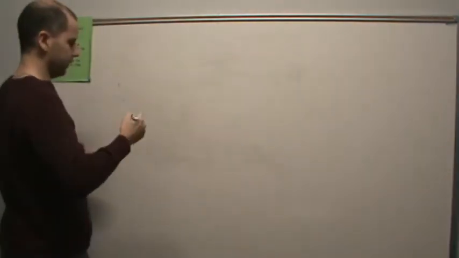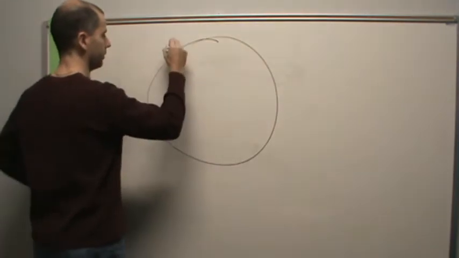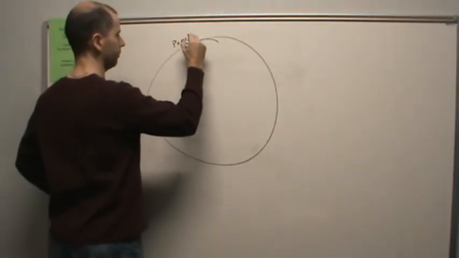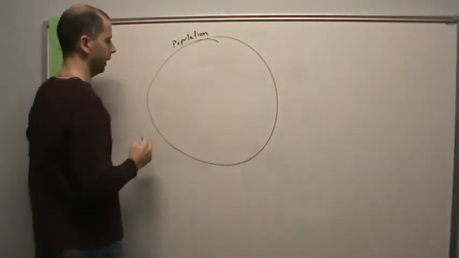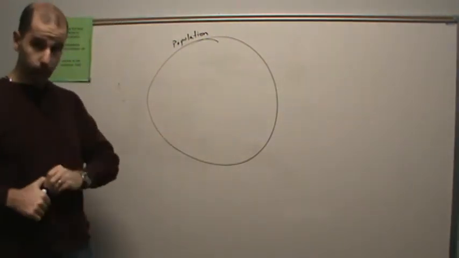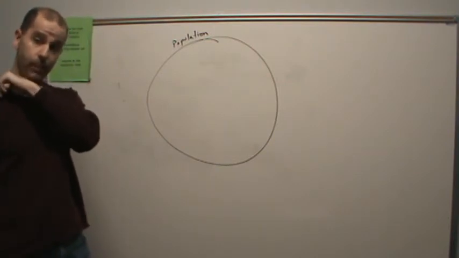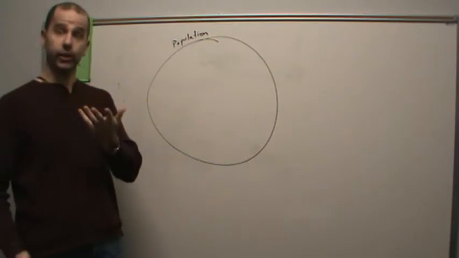So we have a population here. Let's say this is our population, and let's say we have some parameter we want to measure. We want to estimate it, right? We want to target it, right?